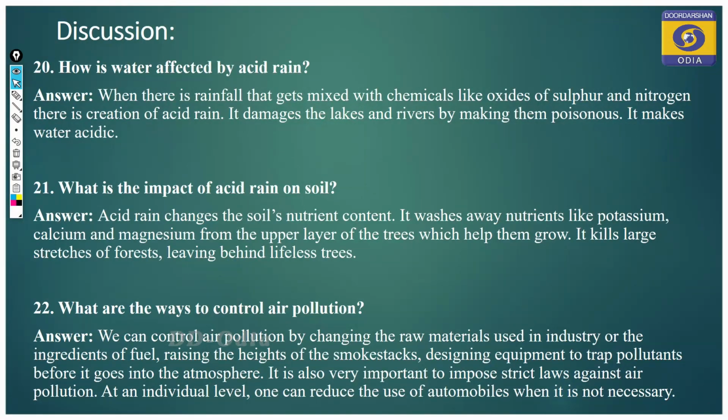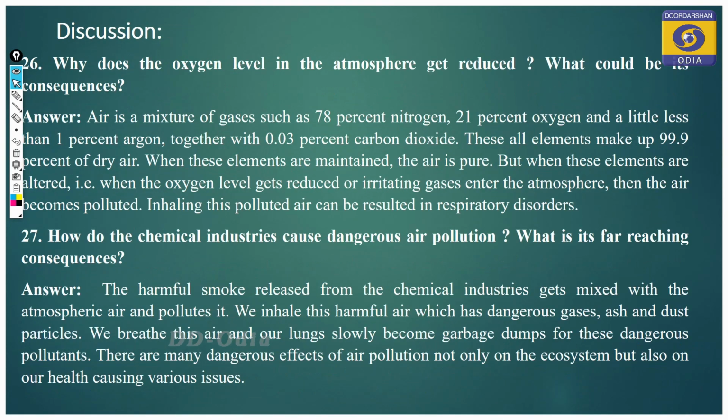Now, how is water affected by acid rain? We learnt about the effects of acid rain. How is water affected? Water is affected in multifarious ways, as we studied, that it results in poisoning of the water because of the oxides of sulfur and nitrogen.